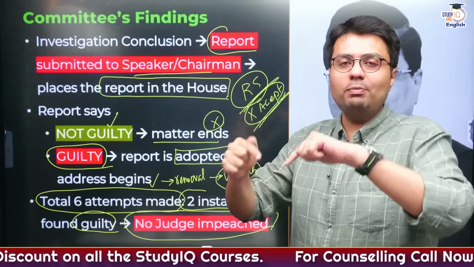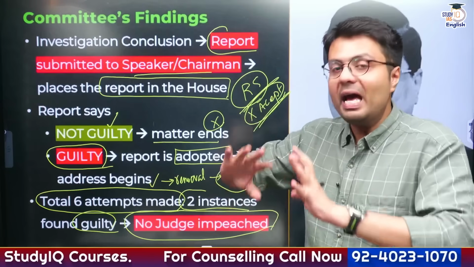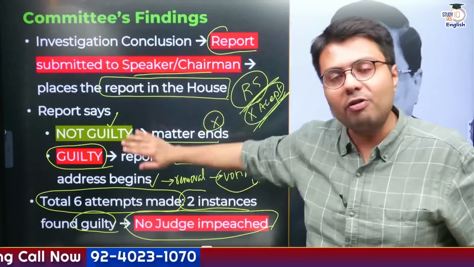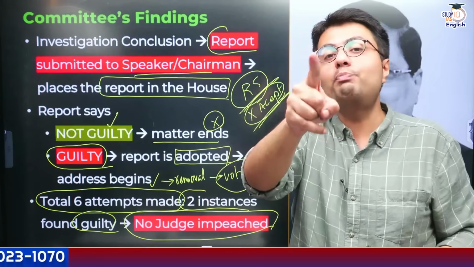Now, if the motion has been accepted on the floor of the house, then an internal committee would be created, and based on the report, the judge would be removed from office. Through which process? Through special majority.